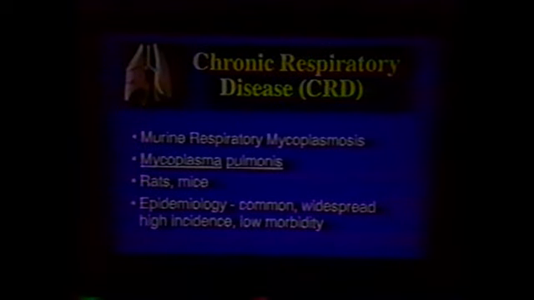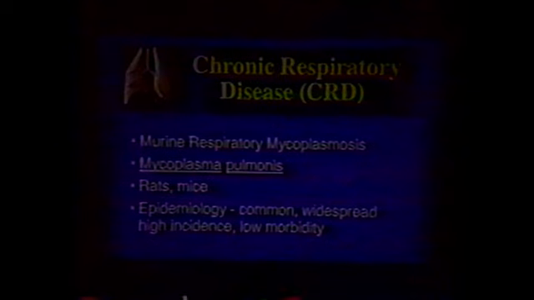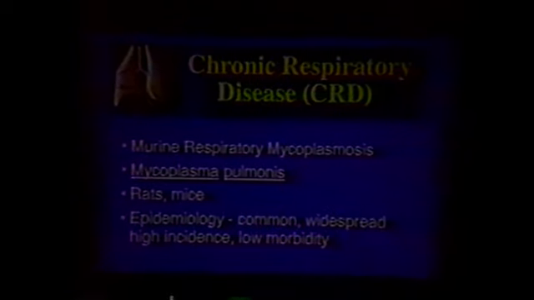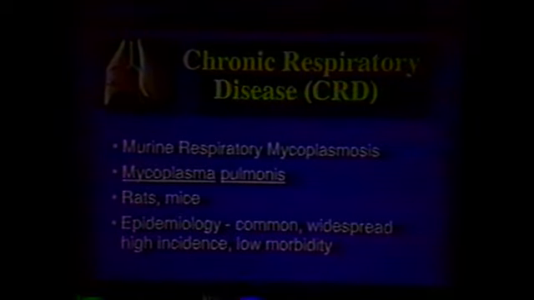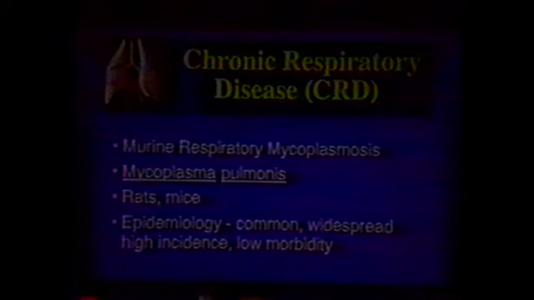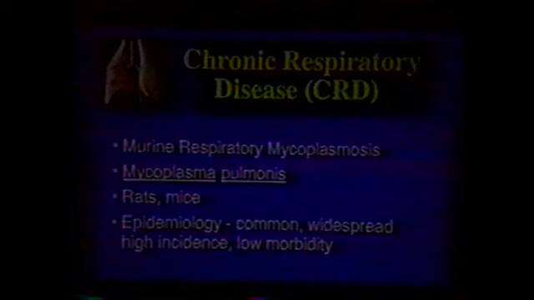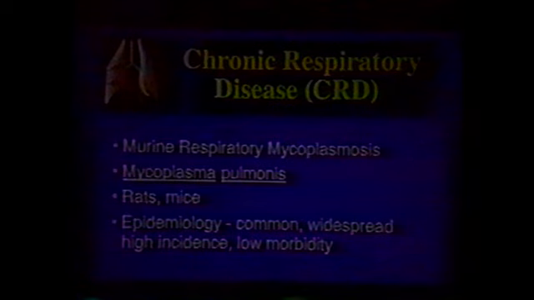Okay. I'd like to shift to bacterial diseases now of the lung, and clearly the most important bacterial respiratory disease in rats is chronic respiratory disease. We went through a period of time in which we began to call this murine respiratory mycoplasmosis. We got very fancy with that.